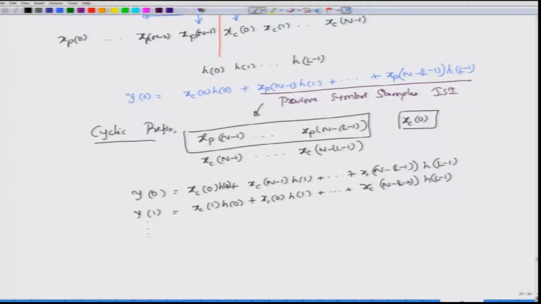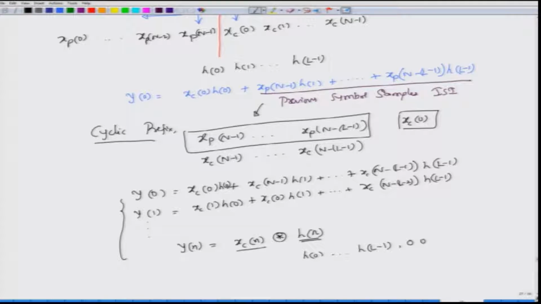If you remember your DSP principles, then you see that the sequence y of n that you are generating is actually obtained by circular convolution. This is a circular convolution of the sequence xc of n, which is the current symbol itself, with the channel response h of n. Only catch is that h of n was non-zero only from h of 0 to h of L minus 1. Whenever the value goes beyond that, we have substituted zeros.